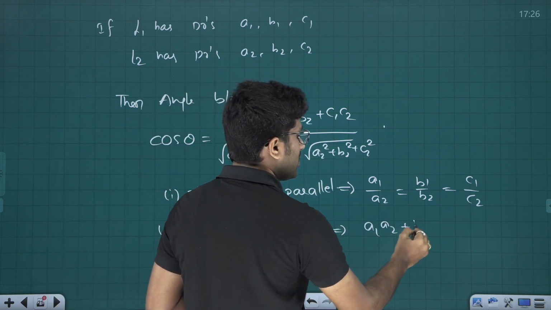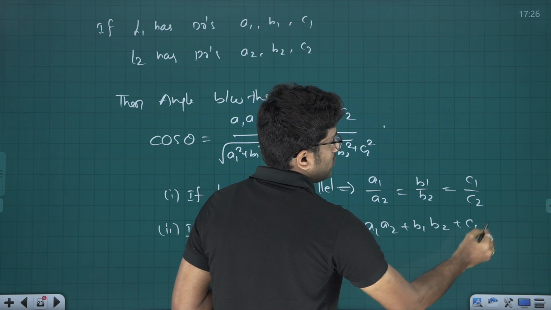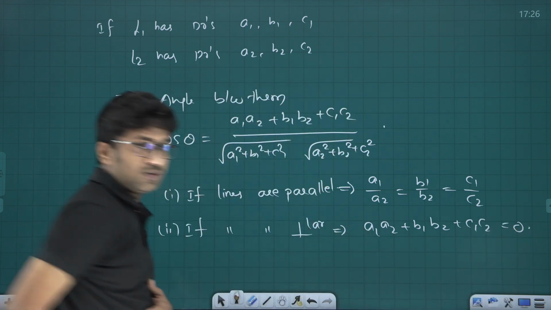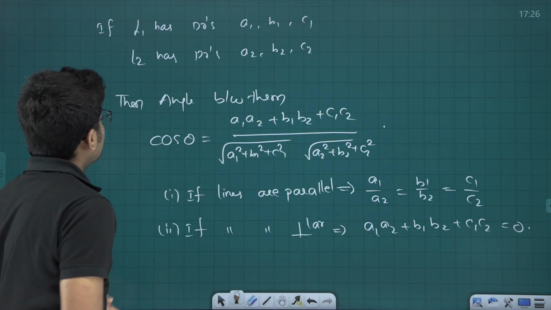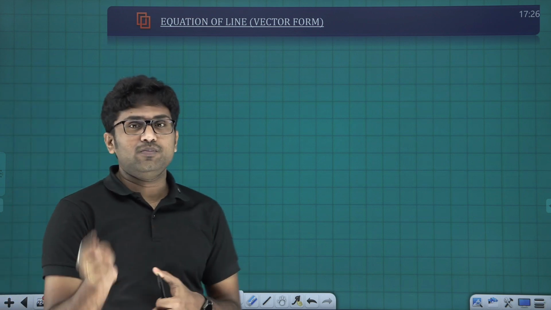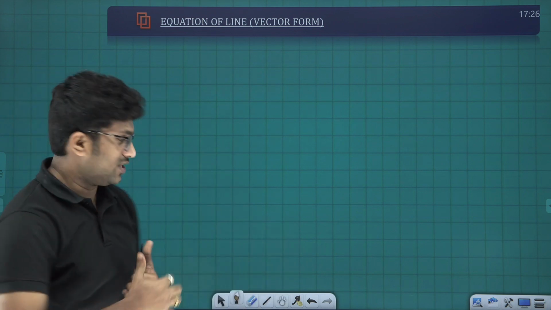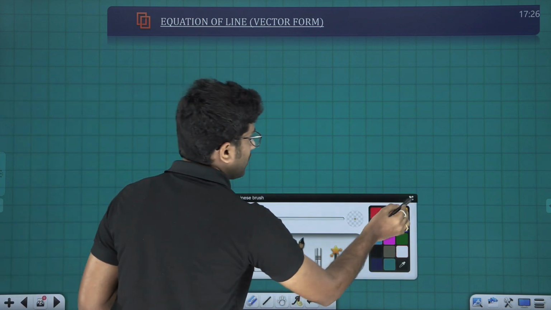So A1A2 plus B1B2 plus C1C2 is equal to 0. Clear? Next, equation of a line in both the forms, vector form and Cartesian form. We have two different equations of a line, friends.